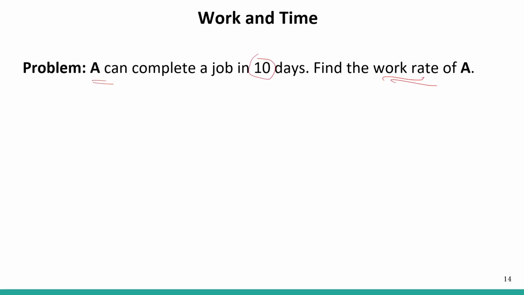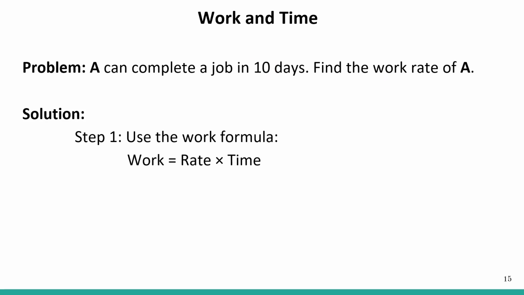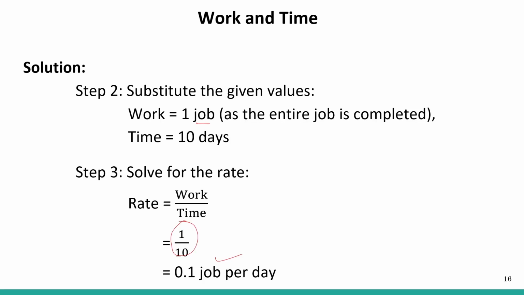Individual work rate: if A can complete a job in 10 days, find the work rate of A. This was an example. If A can complete the job in 10 days, the work rate of A is equal to what? We use work is equal to rate into time. Substitute the given values: work is equal to 1 job, time is equal to 10 days. Solve for the rate. So rate is equal to work by time, which is 1 by 10, equal to 0.1 job per day.